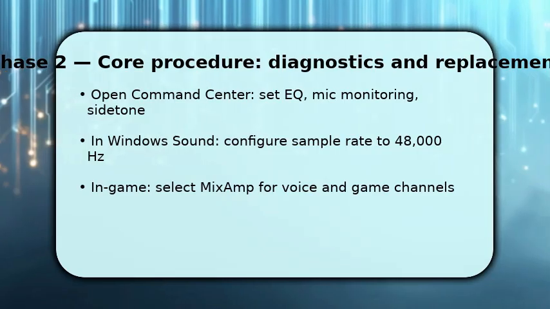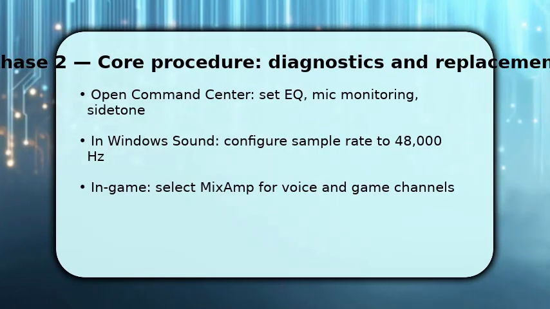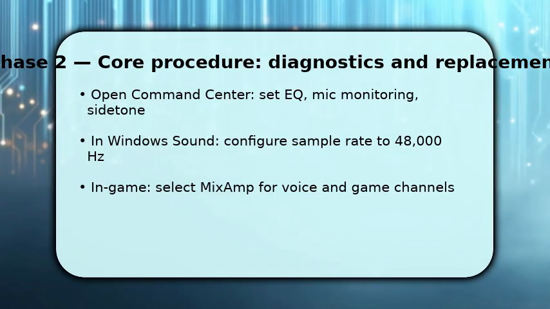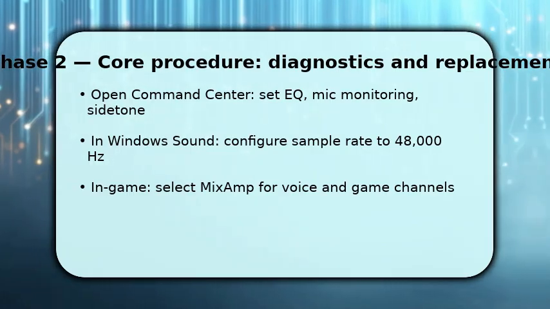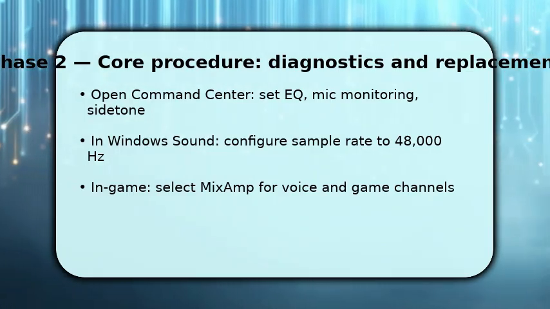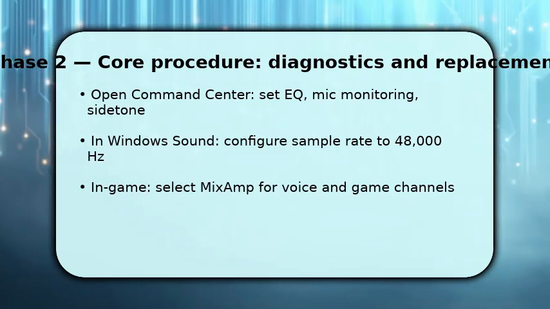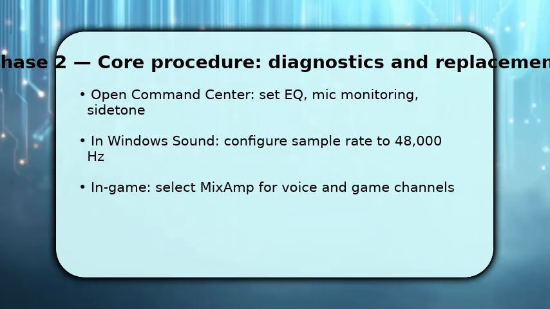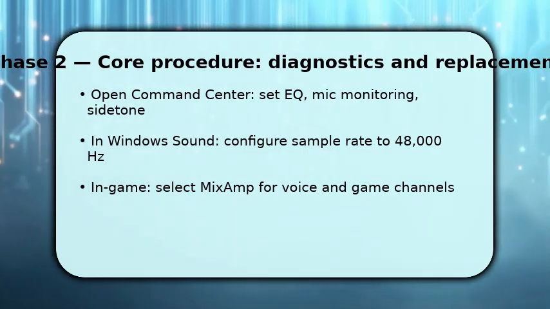Once the command center is open, adjust EQ, mic monitoring, and side tone. These affect clarity and headset balance, so tweak while speaking. Then, in Windows sound settings, set the Mixamp sample rate to 48,000 Hz to avoid mismatches and latency.